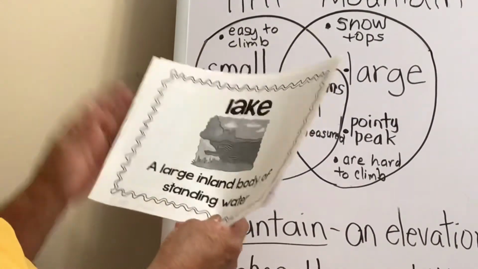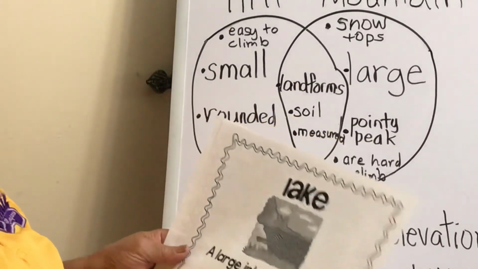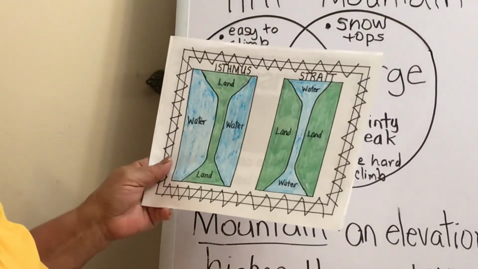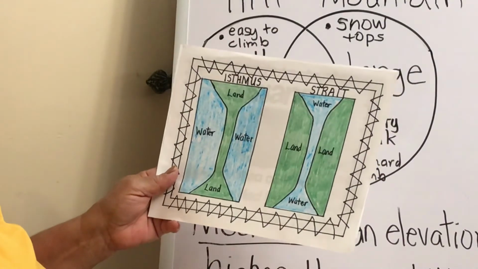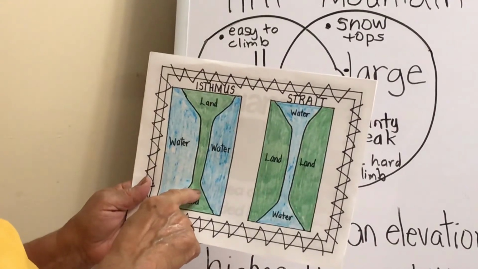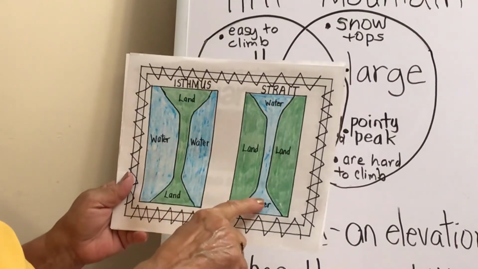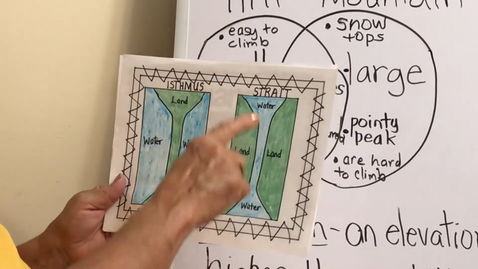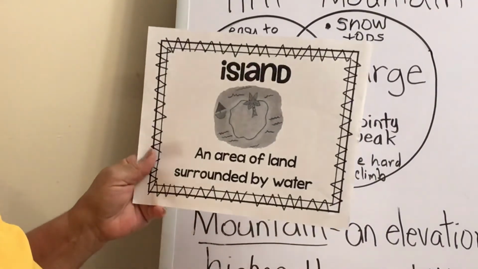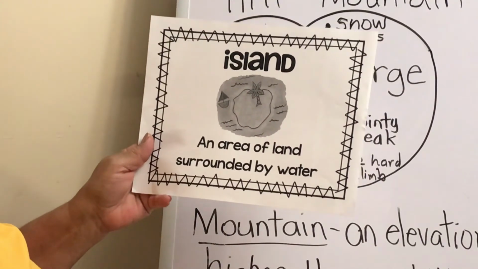A lake is a large inland body of standing water, much like a pond, but a lake is much, much bigger. We can think of Lake Pontchartrain. And then something new to learn, the isthmus and the strait. The isthmus is the long, narrow area of land that has water on each side, but it's connected to land. And the strait is that narrow area of water connected to large bodies of water with land on each side. And the last is the island. And the island is an area of land surrounded by water.